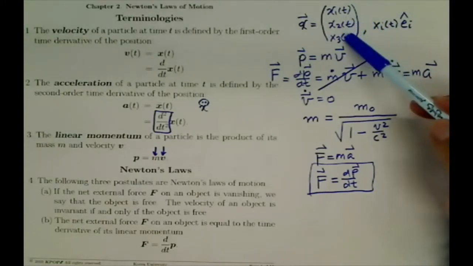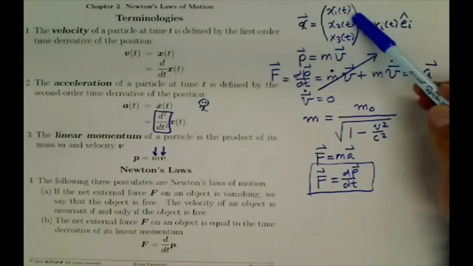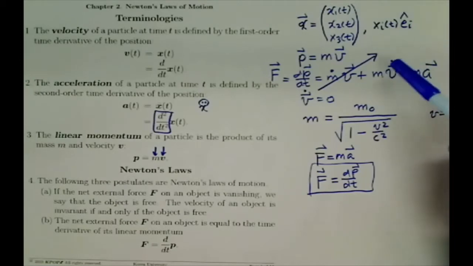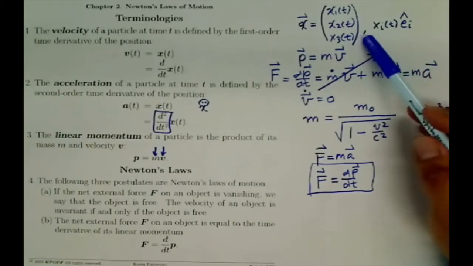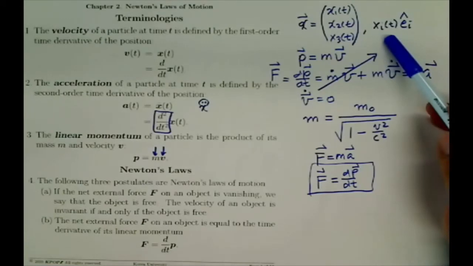position of a particle can be described in terms of the 3 Cartesian coordinates as a column vector, or sometimes they are expressed in terms of a linear combination of 3 components. e_i hat is the ith axis of the Cartesian coordinate unit vector, and x_i is the component.